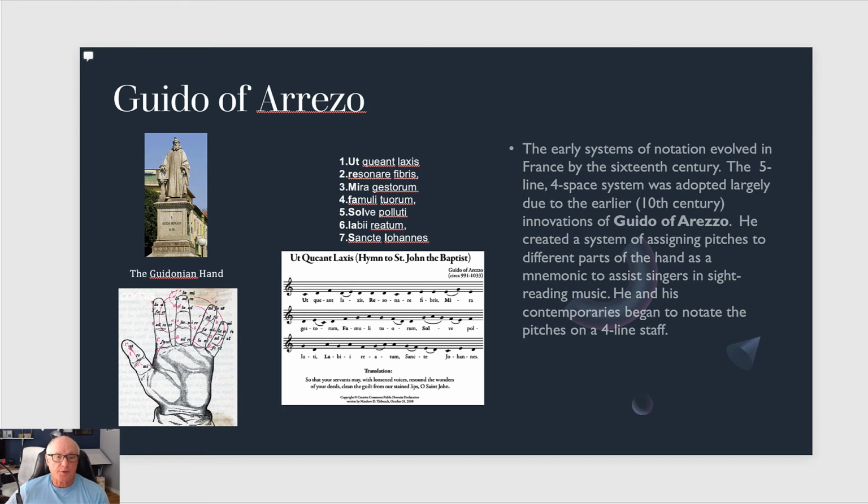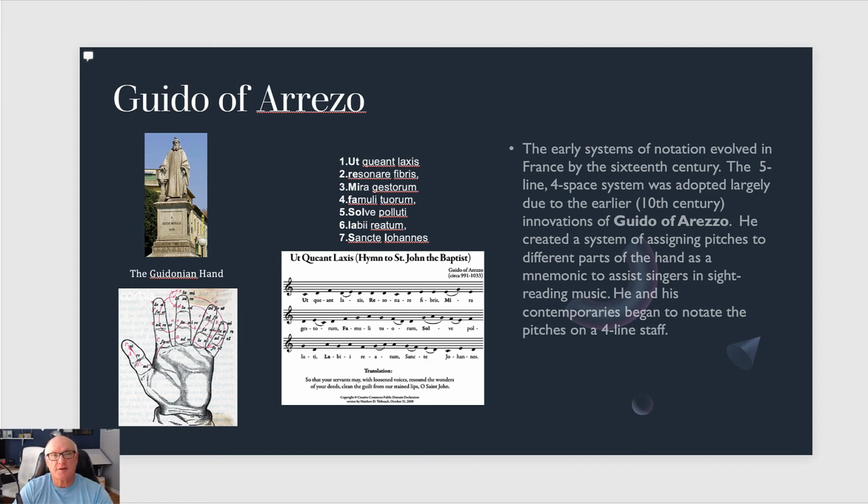And now there's the famous person that you're going to hear about in Howard Goodall's Big Bang about music. It's fantastic, the Big Bang 1 on notation. And Guido of Arezzo, an Italian and wonderful innovator. He created a system of notation that evolved in France by the 16th century. The 5-line 4-space system was adopted largely due to the innovations of this man, Guido.